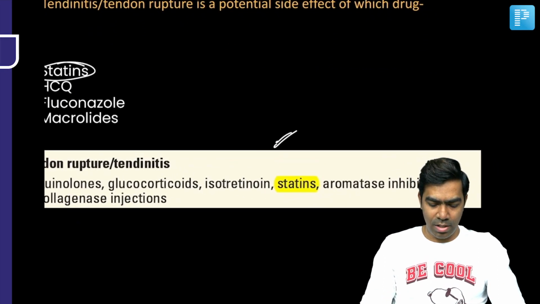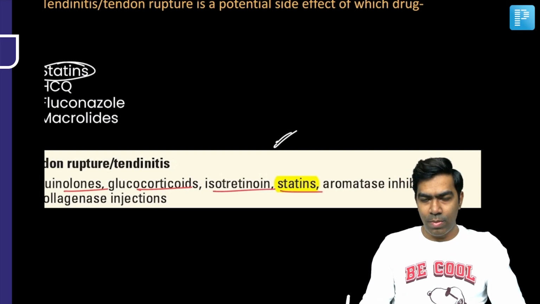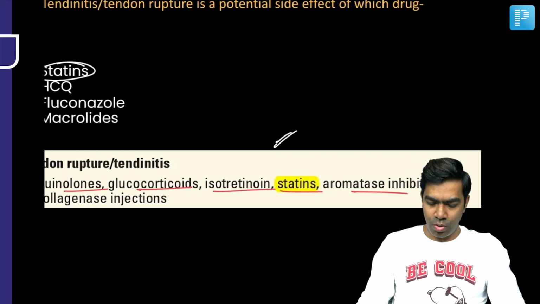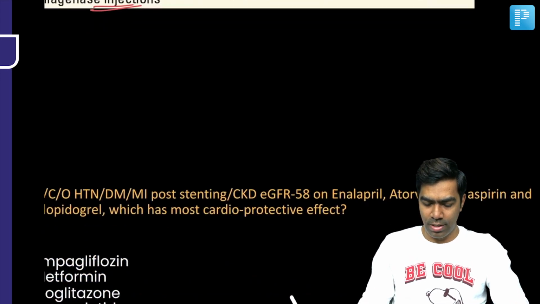According to the Harrison statement, quinolones, glucocorticoids, certain retinoids, statins, aromatase inhibitors like anastrozole and collagenase injections may be associated with tendinitis and tendon rupture, but the answer for our question is going to be statins. Very simple, straightforward, no doubt about that. Coming to question number 5.